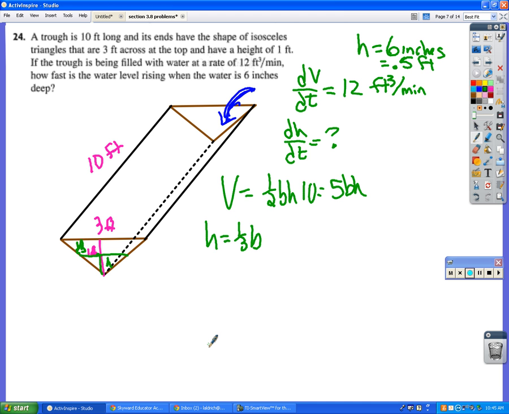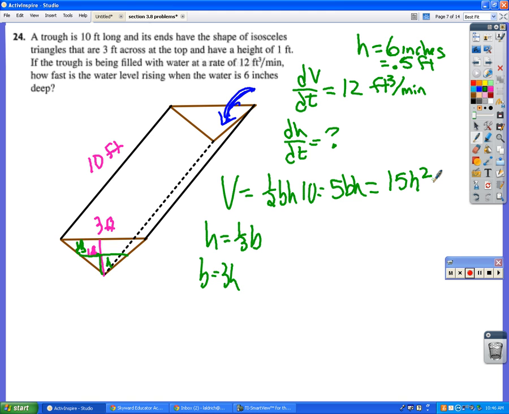Thank you, Mr. Wade. We want to find dh/dt, right? So we need to have an h in our problem. So we don't want to plug this in for h. We want to say that b equals 3 times h and substitute that into here and say that really our volume is going to be 15 h squared.